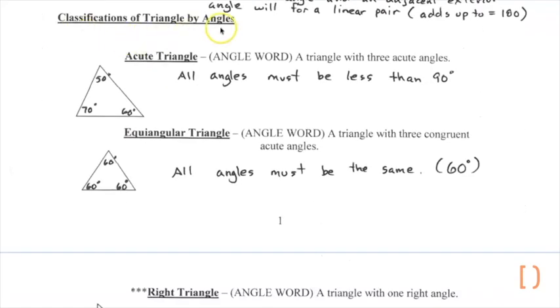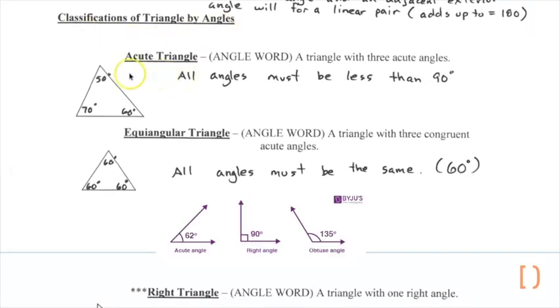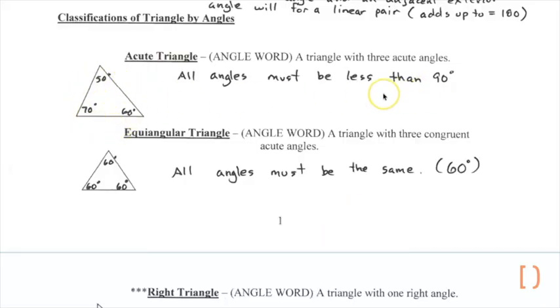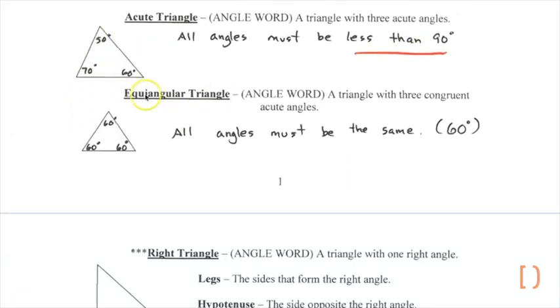Classifications of triangles by angles. We're going to label the triangles by their angles. The first one, in acute triangles, if all the angles are less than 90, that makes it an acute triangle. An equilateral triangle is exactly what it sounds like. They're all equal value. All the angles are going to be 60. It's the only way it works. So all 60. They all must be the same, which is 60.